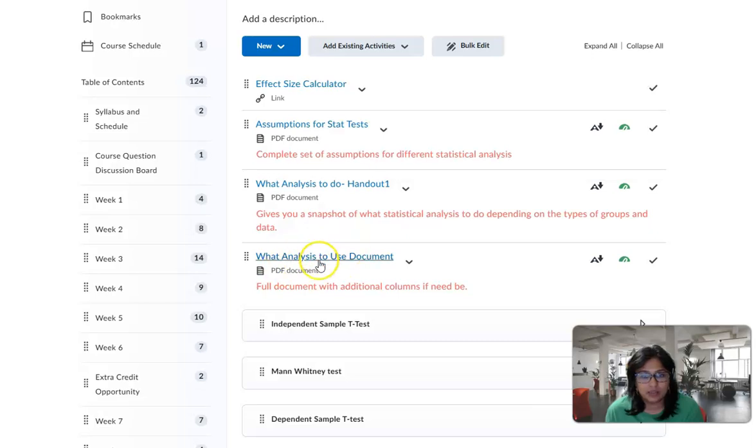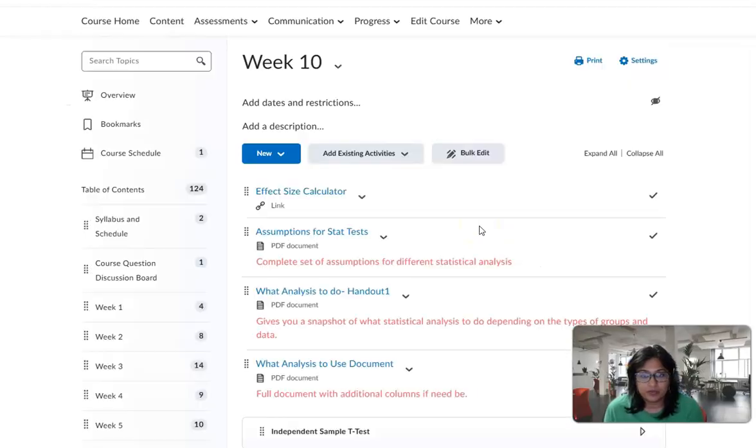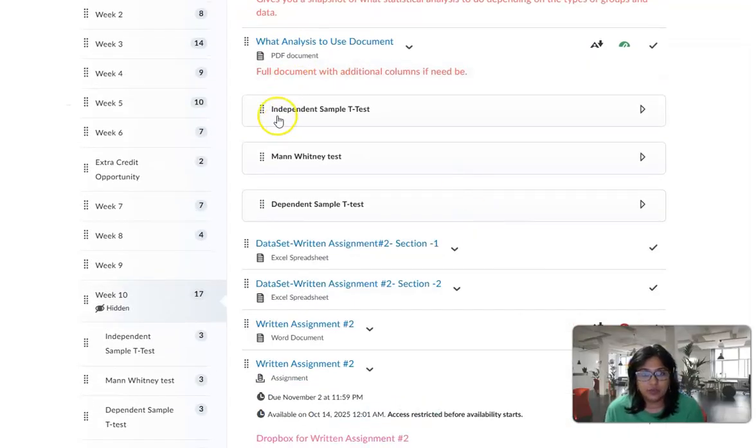Okay, so this is another one. It is just a different way it is oriented, which includes what tests to do if the assumptions are not met. So it extends the document that was before. So let's look at what we have. Here is your independent sample t-test, Mann-Whitney, and dependent sample t-test.